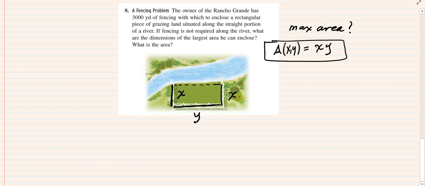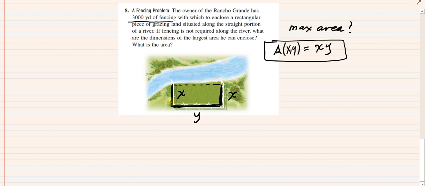And remember, in this case, I'm going to let x be the width. So let's see, the other piece of information we have is this. He has 3,000 yards of fencing to enclose the region, right? Well, the 3,000 yards of fencing involves creating a longer side of the fence, and then this other side of the fence and the other side to enclose the region.